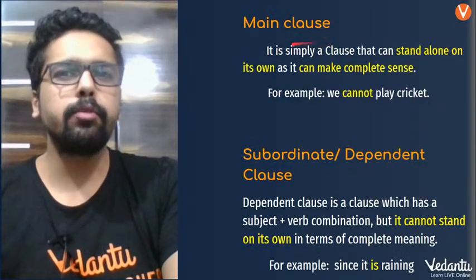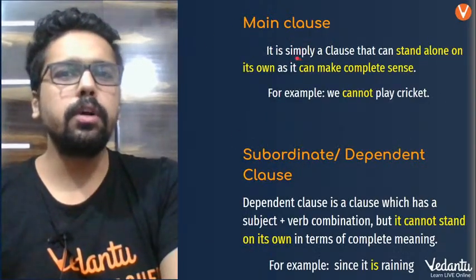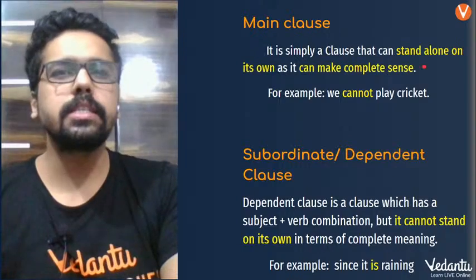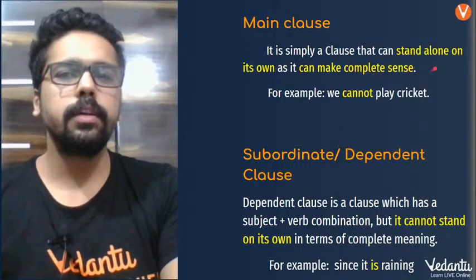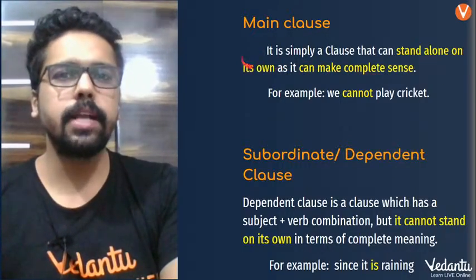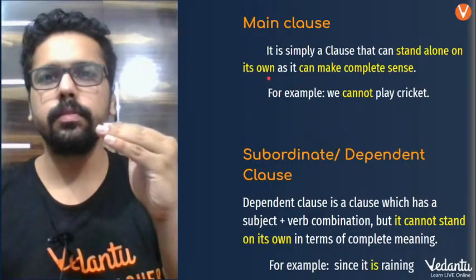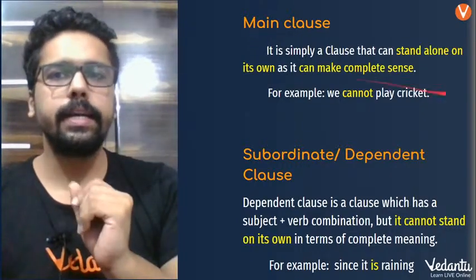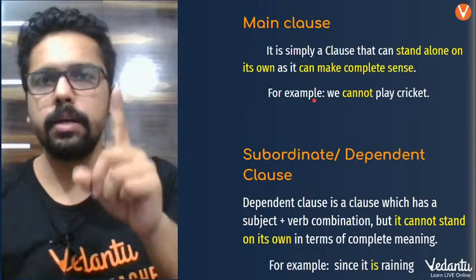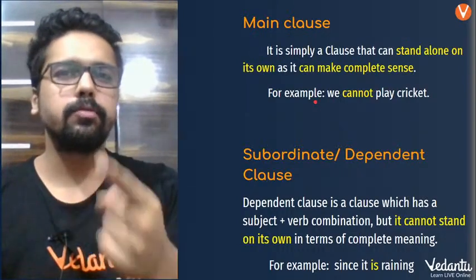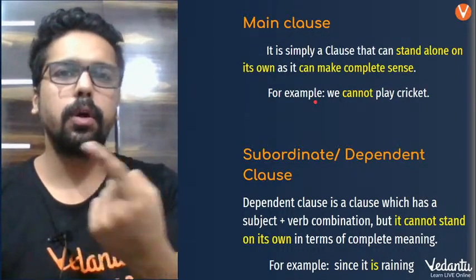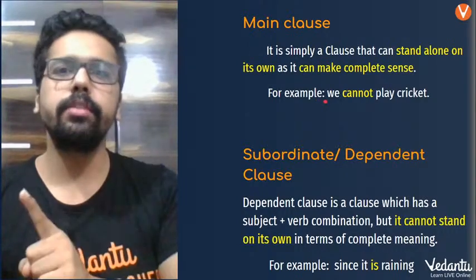So let us understand what a main clause is. A main clause is simply a clause that can stand alone on its own. What do we mean by that? It can make complete sense on its own. That is why it is called independent. It can make complete sense, and it must have only one finite verb. Because what is the definition of a clause? A clause is a group of words with only and only one finite verb.